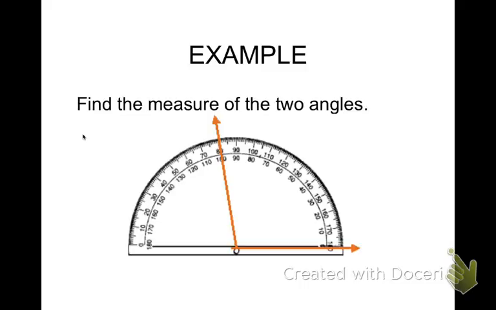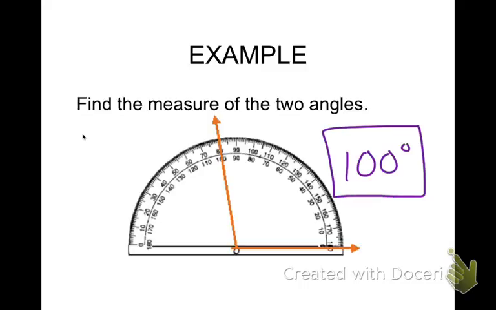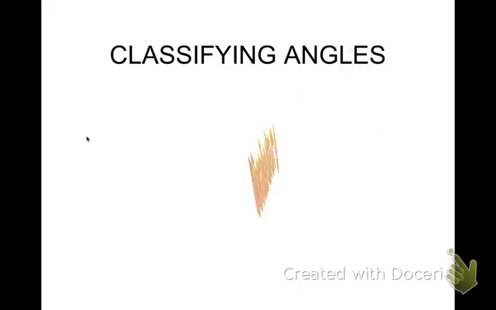Okay, now let's think. My initial ray is pointing here. 0 is on the bottom set of numbers. I'm going to follow the bottom set, which would put me at 100 degrees. Okay. All right, flip on to the next page.